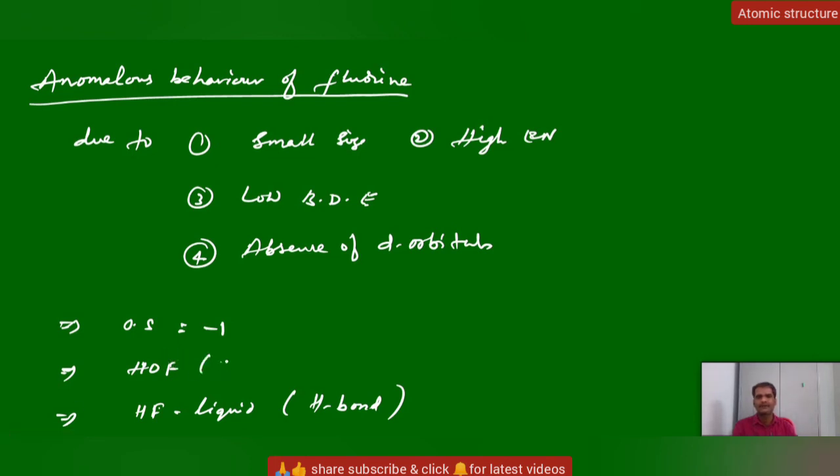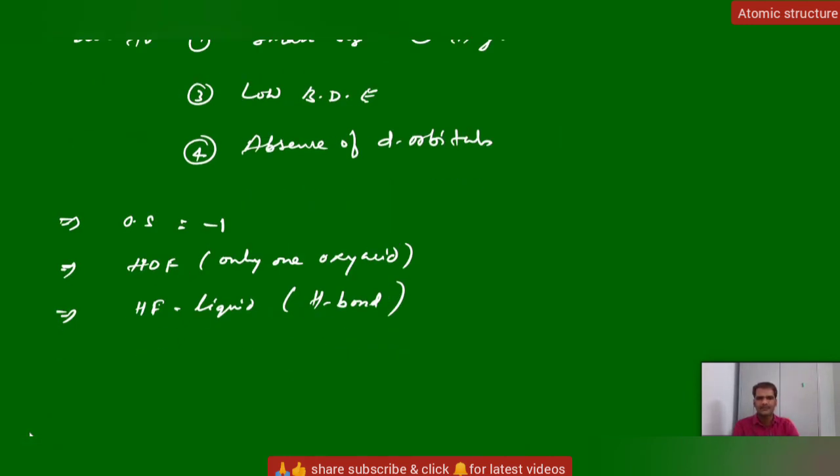Fluorine can form only one oxyacid. That is hypofluorous acid. The remaining can form various oxyacids. And also you can write, in most of the cases, the chemical reactivity of fluorine is very high. So chemical reactions of fluorine are exothermic in nature.